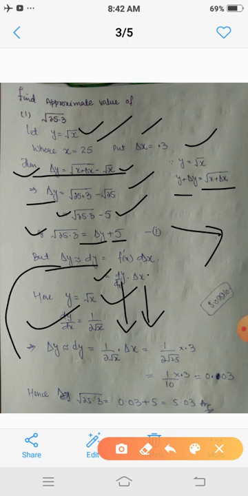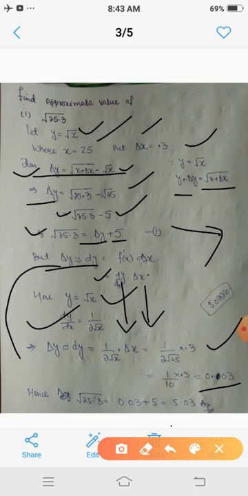After simplifying this number, we get 0.03. So this means that dy equals 0.03. Hence, substituting in the first equation, root 25.3 is equal to 0.03 plus 5, that is 5.03.